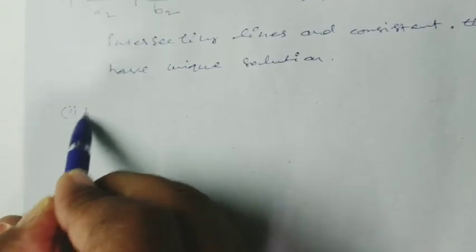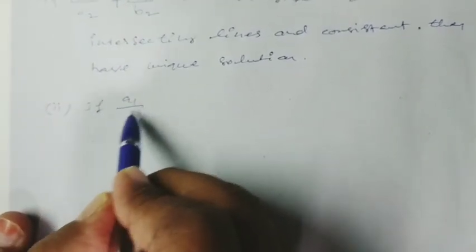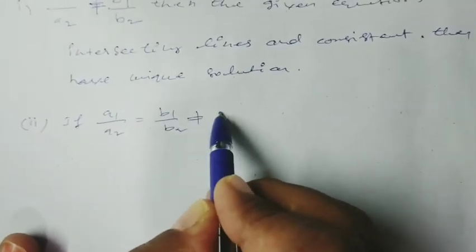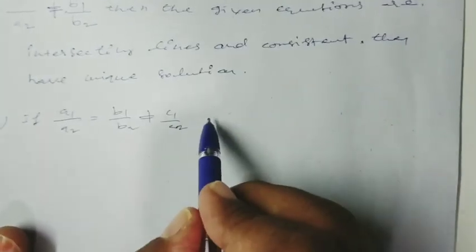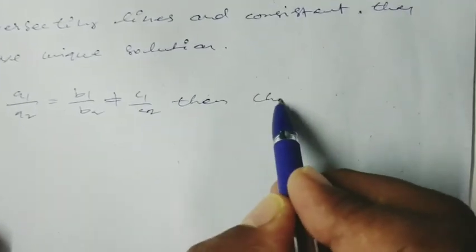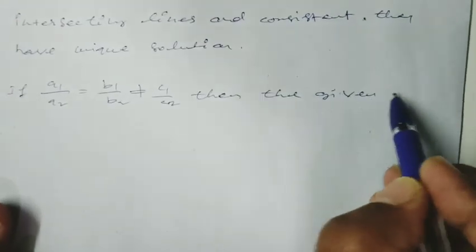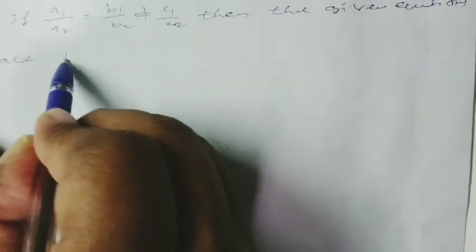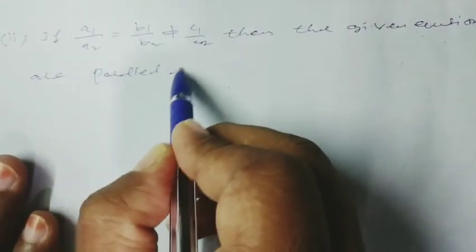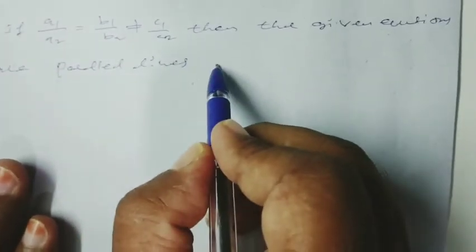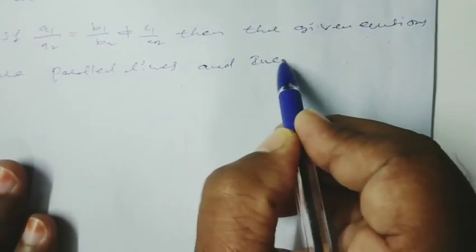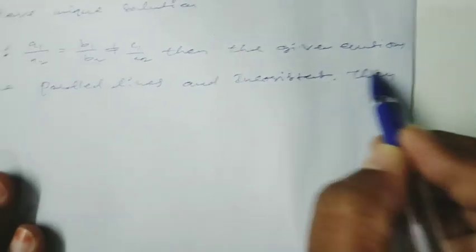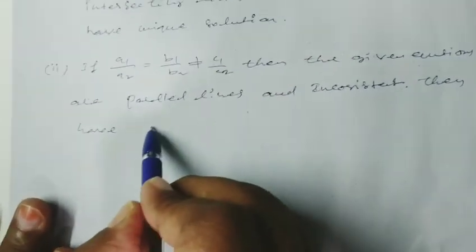Next, the second one: if a1 by a2 equals b1 by b2 not equals c1 by c2, then the given equations are parallel lines and inconsistent lines. They have no solution.